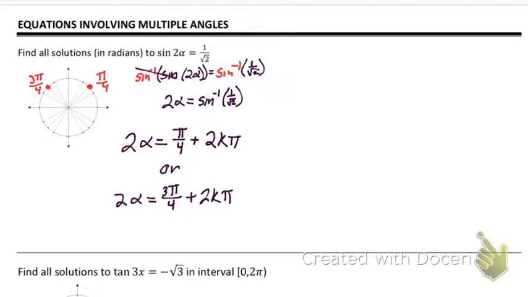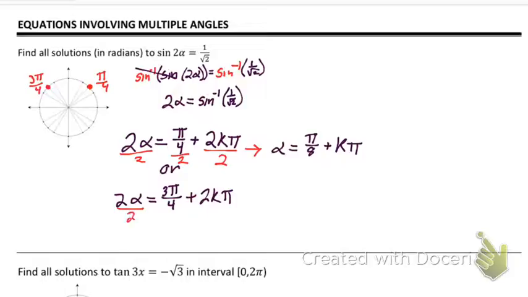Now I want to solve for alpha. I need alpha equals something. Well, to get rid of this 2, I just divide everything by 2. So I'm just going to divide this by 2, divide this by 2, divide that by 2. And I'm going to quickly see that alpha is going to equal pi over 8 plus, well, 2 divided by 2 is 1, so that's just k times pi. And we're going to do that exact same thing over here.